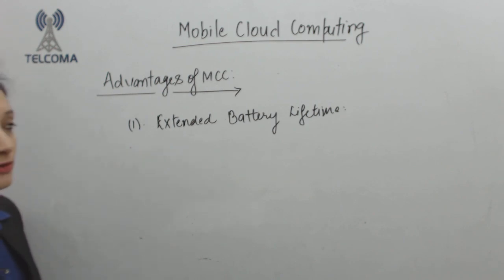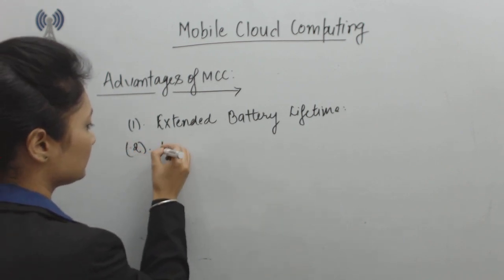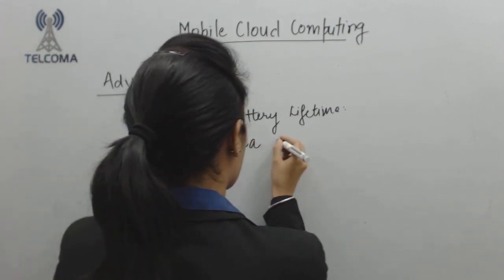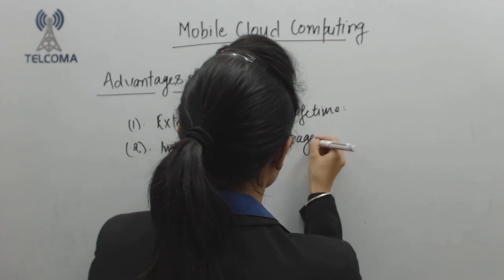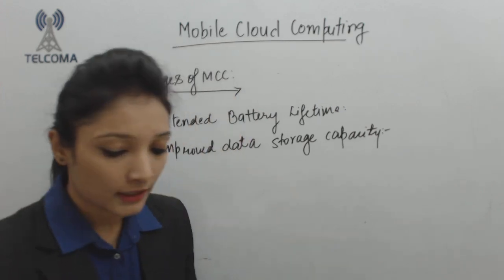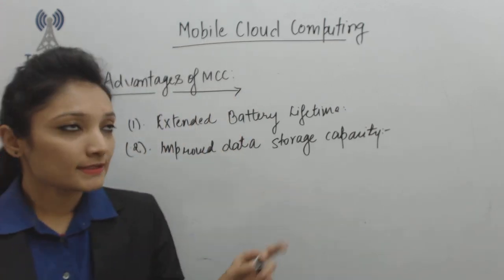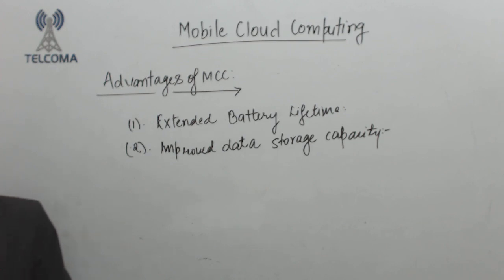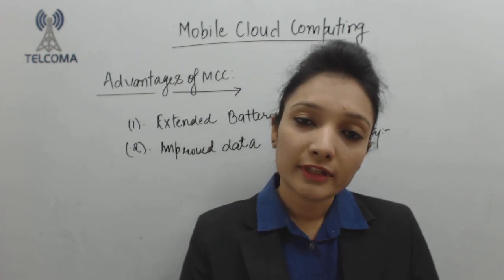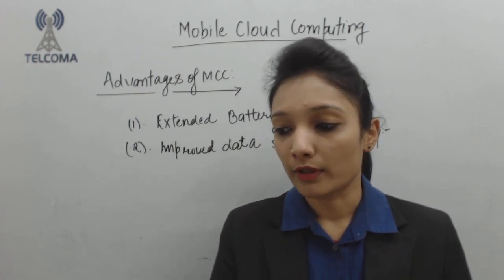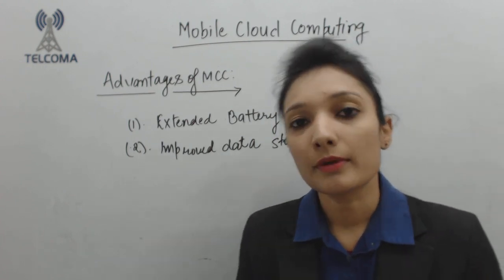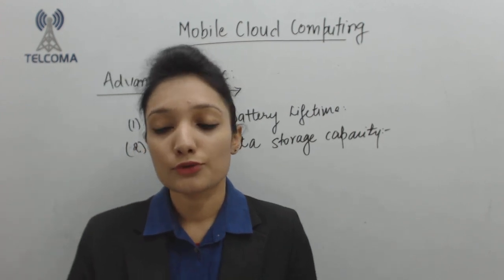After that, we have improved data storage capacity, and also it offers processing power. Now what happens? Mobile cloud computing enables the users to store a large amount of data on the cloud and to access the data from the cloud. So that means the user doesn't have to worry about the storage space on a system, because it can be stored in the cloud platform with the cloud storage.